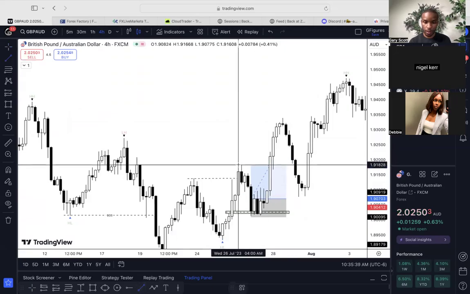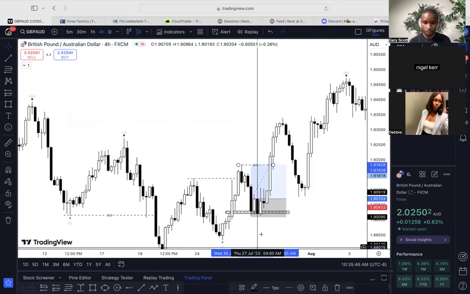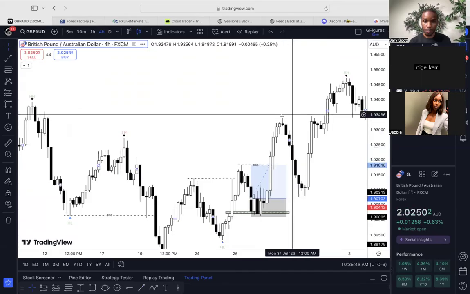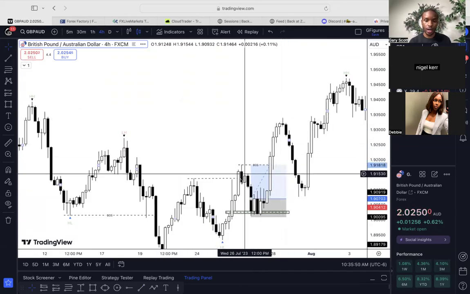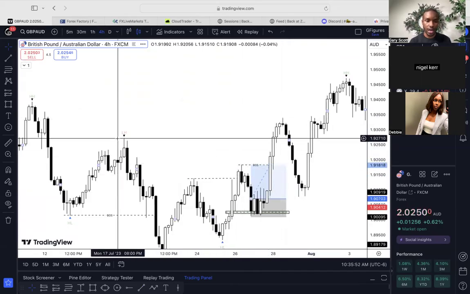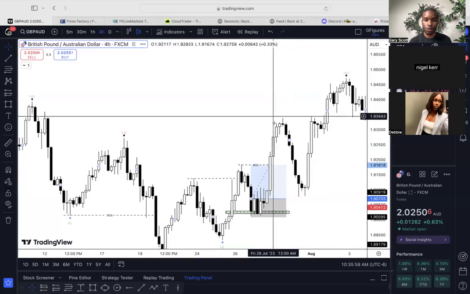Right. You end up getting a break of structure here. You get your break of structure. Price creates that new high. It not only takes out this high, but it takes out a previous lower high. It takes out a higher lower high. Creates that new high.